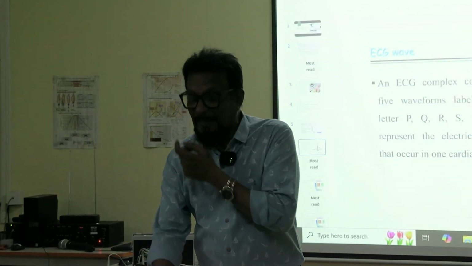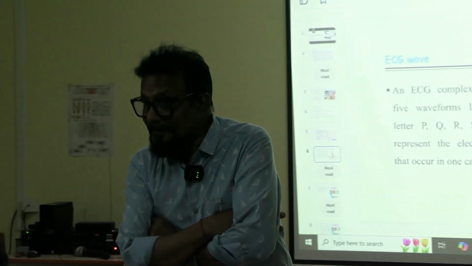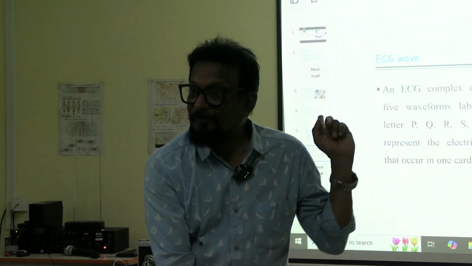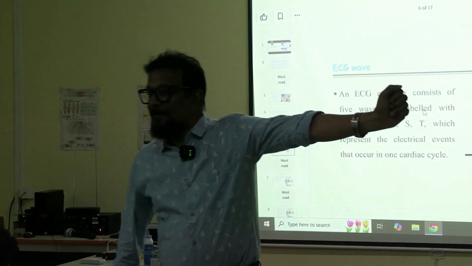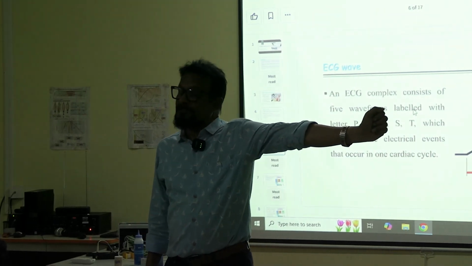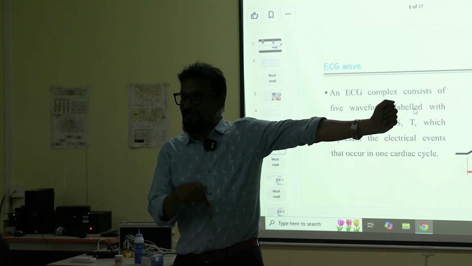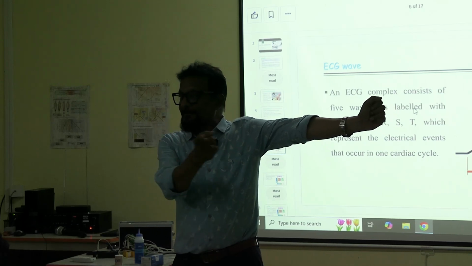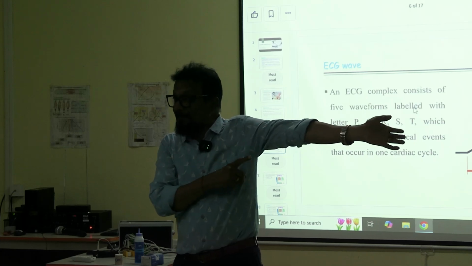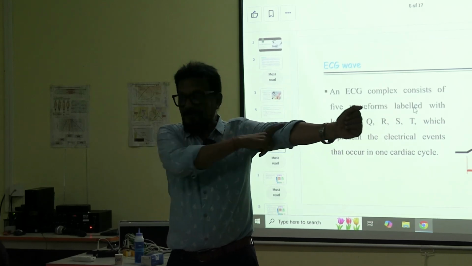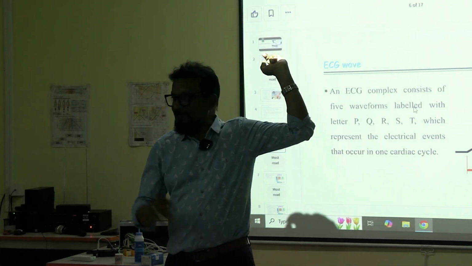Okay, now see how we will connect lead 3. We will connect lead 3 by connecting left leg and left arm. Where will I place the positive electrode? Left leg. And the negative electrode? Left arm. So this is lead 1, lead 2, and lead 3. Is that clear to you?